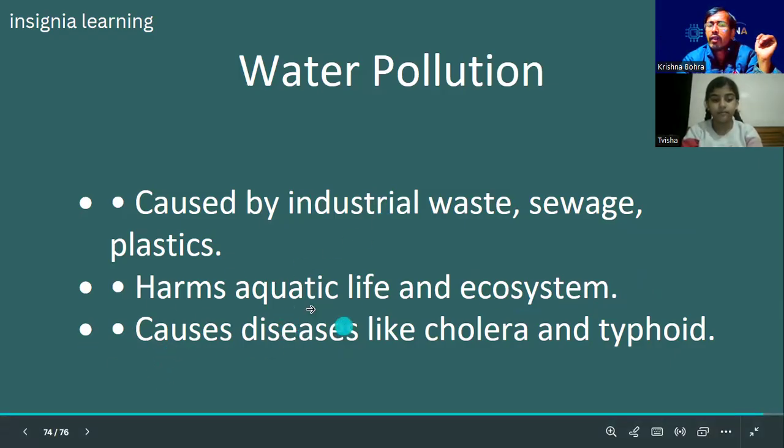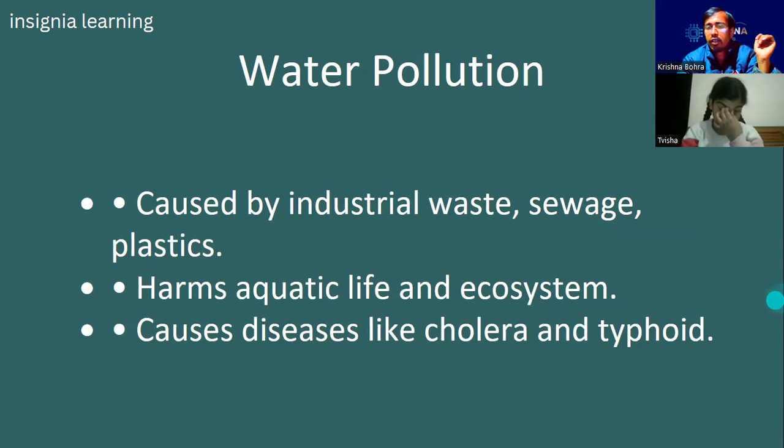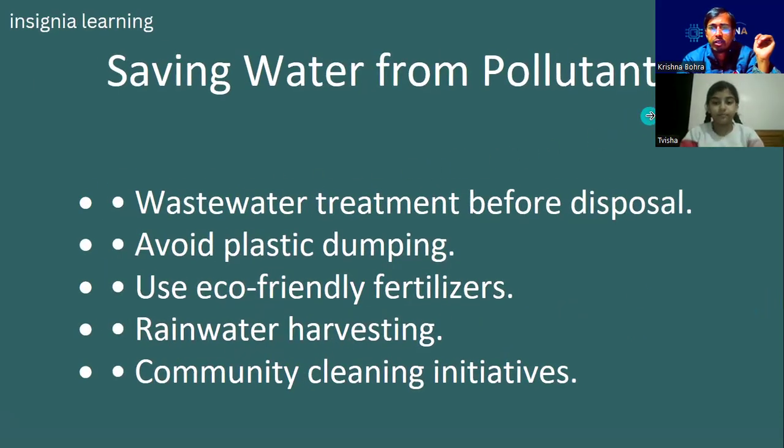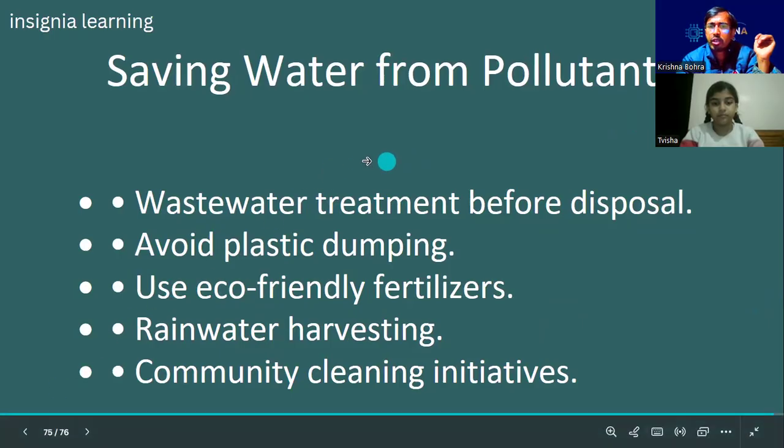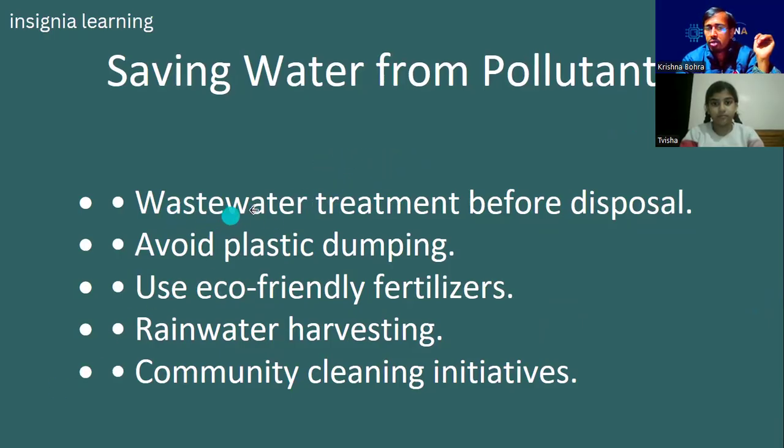Due to that, there are different types of diseases like cholera and typhoid, some of the common diseases. So here are some of the methods we can use to save water from pollutants. Wastewater treatment before disposal can kill the bacteria in the wastewater, so it does not harm aquatic life, and hence the human itself indirectly. Avoid plastic dumping. We can use biodegradable bags. Use eco-friendly fertilizer. We use urea, which is a chemical fertilizer that harms the life living in the soil.